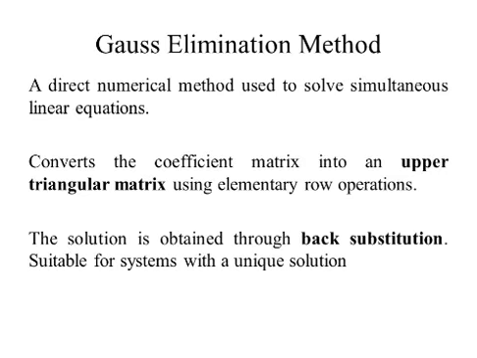Now, Gauss Elimination Method. It is a direct numerical method used to solve simultaneous linear equations. It converts the coefficient matrix into an upper triangular matrix using elementary row operations. The solution is obtained through back substitution. It is suitable for systems with a unique solution.